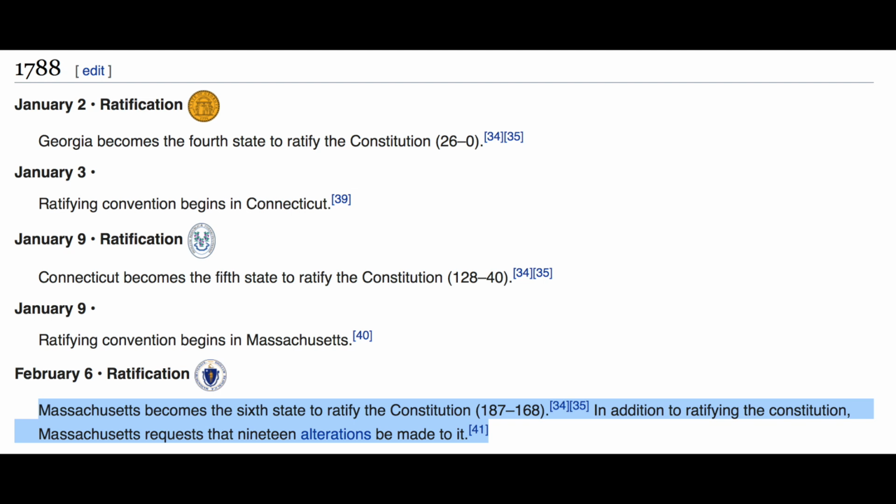So it started actually on January 9th and then concluded on January 6th. Massachusetts becomes the 6th state to ratify the Constitution, 187 to 168. That's a very close margin.